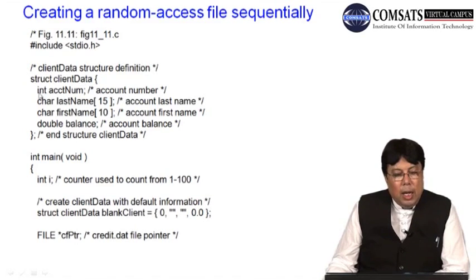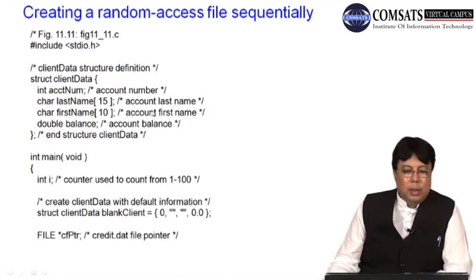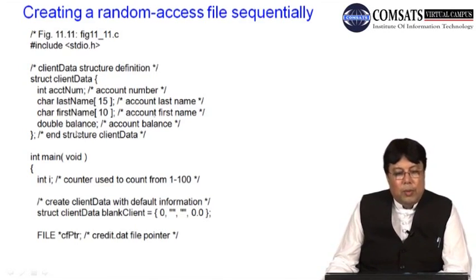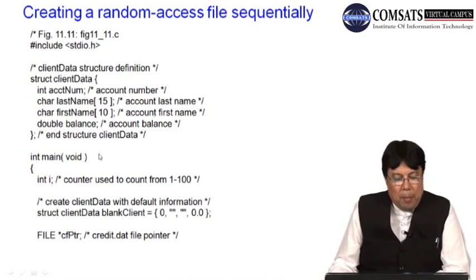Structure client data, int account number, that is, the account number is an integer. This time, instead of using the name, we have split up the last name and the first name. Be careful that we have just used a last name of 15 characters and a first name of 10 characters, then the account balance. And this is the structure that we have defined globally in our program. Then in the program we can just use this structure, client data blank client.